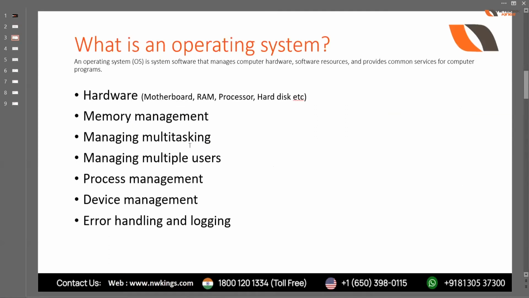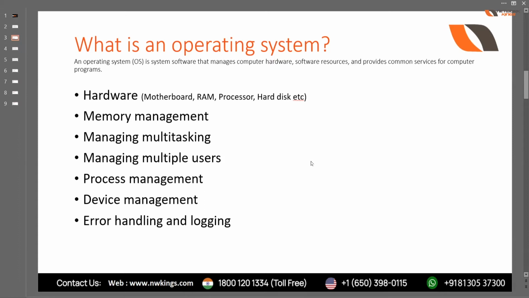Before that, let us check the functionalities of an operating system. The operating system is responsible for managing hardware: the server hardware, RAM, CPU, disk, and all the processes running have to be managed by the operating system. Second, memory management. RAM, random access memory, we are calling RAM a memory here. So memory management is again a feature of an operating system.